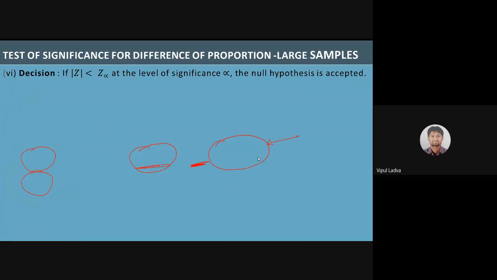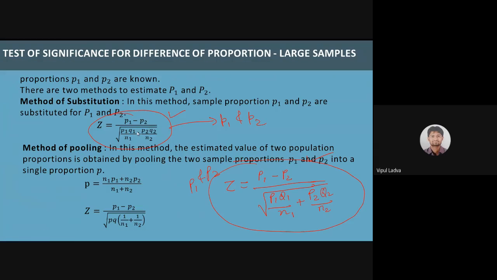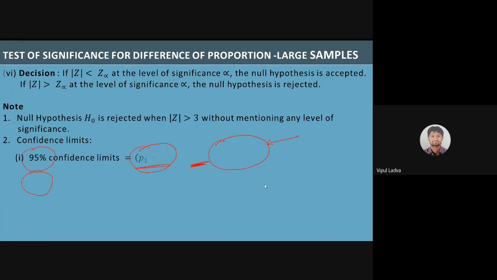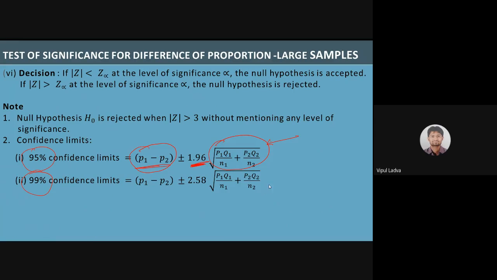देखिए कंपेयर कीजिए इसको, इसका डिनोमिनेटर क्या है, p1 q1 divided by n1 plus p2 q2 divided by n2, based on which of the data we are having. That's it. So this particular term, the denominator will be there in the product of critical value when we are going for the formula related to the confidence interval. So the confidence interval formula will be small p1 minus small p2, that means proportions related to samples, plus or minus 1.96. Now this 1.96 is based on the 95% confidence interval.